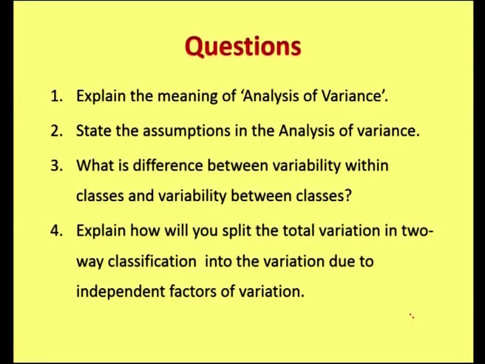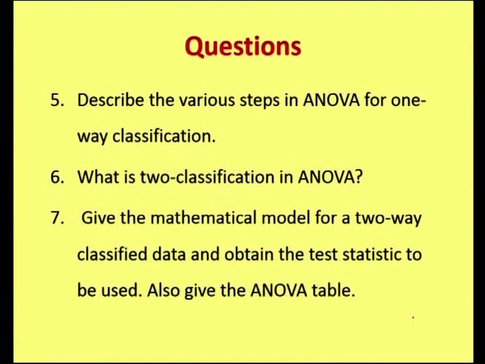And the questions here we have: explain the meaning of analysis of variance, state the assumptions in the analysis of variance, what is the difference between the variability within classes and the variability between classes, explain how will you split the total variation in two-way classification into variation due to independent factors of variation, describe the various steps in ANOVA for one-way classification, what is two-way classification in ANOVA, and finally give the mathematical model for a two-way classified data and obtain the test statistic to be used. Also give the analysis of variance table, that is ANOVA table.